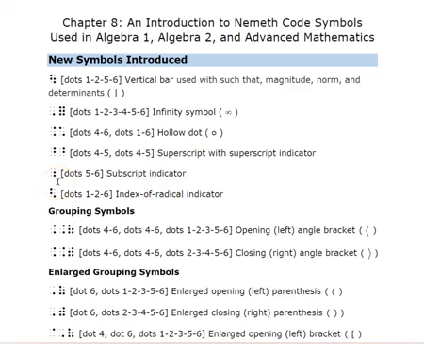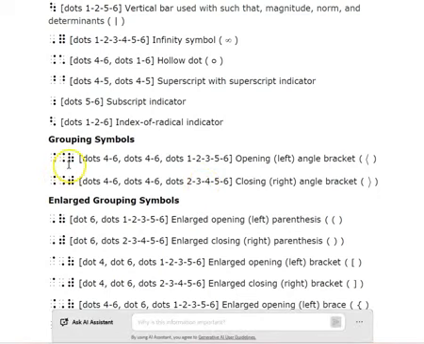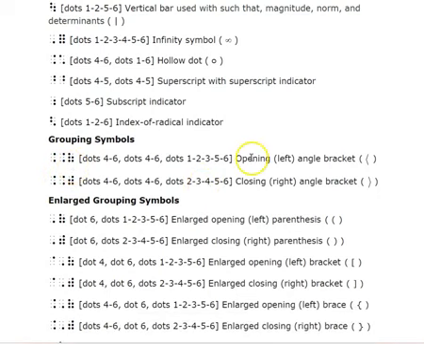We have a 5, 6, which is a subscript indicator. Okay, so yes, there is a subscript indicator. We have dots 1, 2, 6, GH, which is the index of radical indicator. Let's see, we have grouping symbols, which is 4, 6, 4, 6 of, which is the opening left angle bracket, okay? The 4, 6, 4, 6 with is the opening right angle bracket, okay?